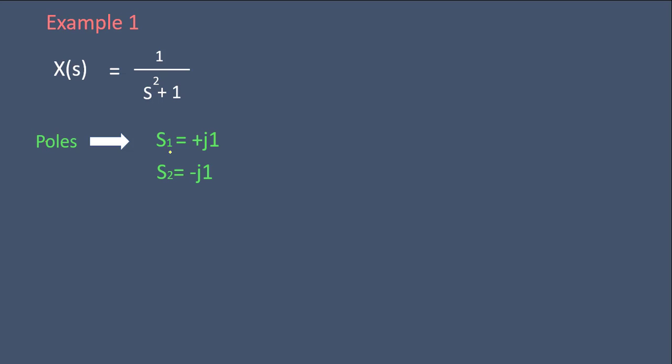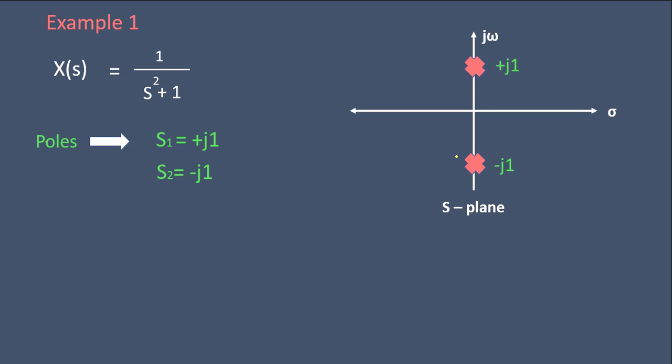Now we have two poles. The first pole is +j1 and the second pole is -j1. The plot of poles on the s plane is as shown. We have one pole at +j1 and the second pole at -j1. Now we are interested in finding the frequency of oscillations. The frequency of oscillations is the imaginary part of the pole location. So the imaginary part of the pole location is your frequency of oscillation.